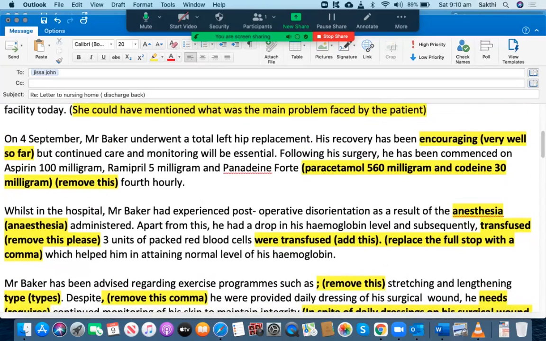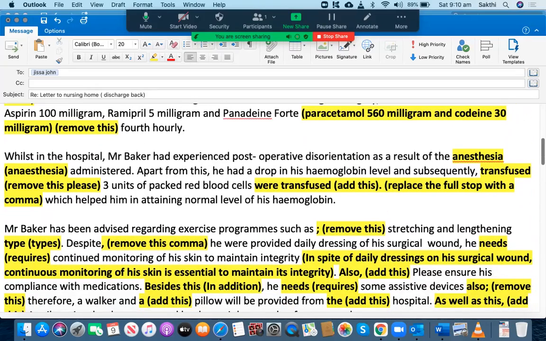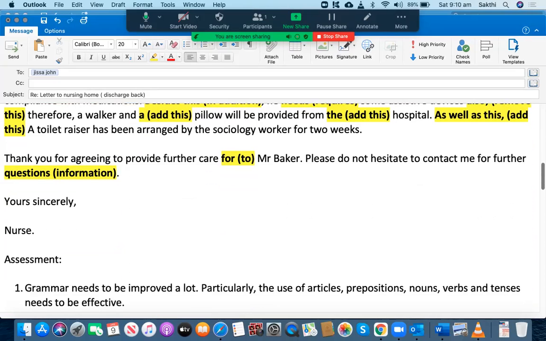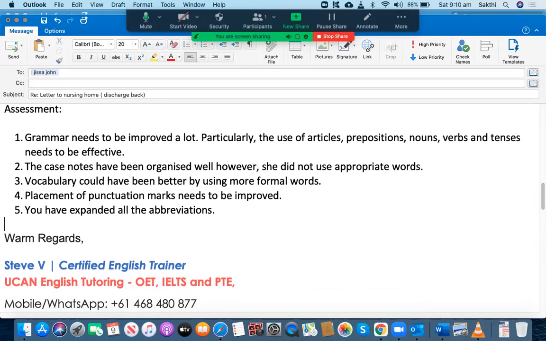But she has unnecessarily included this information which could have been removed. The paracetamol 550 milligram and codeine 30 milligram. Okay, so that could have been done. But apart from that, there is no issue with the use of abbreviations. Okay, good. So you have expanded all the abbreviations. That's well done.